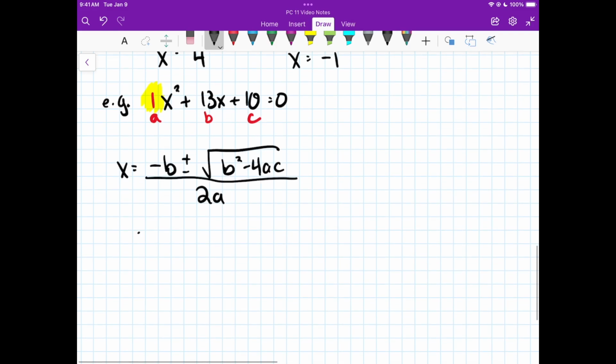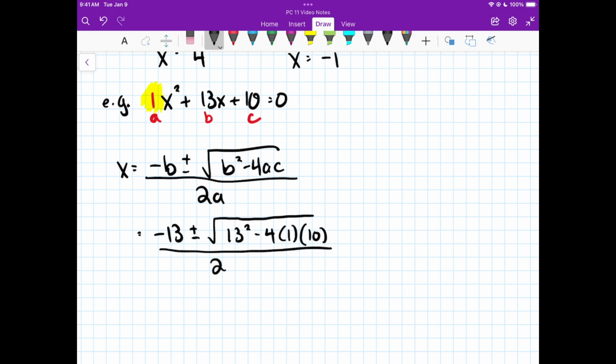So we plug some stuff in. B is, in this case, 13, so that's going to be negative 13 plus or minus the square root of 13 squared minus 4 times a, which is 1, and c, which is 10. And all of that is going to be all over 2 times 1.